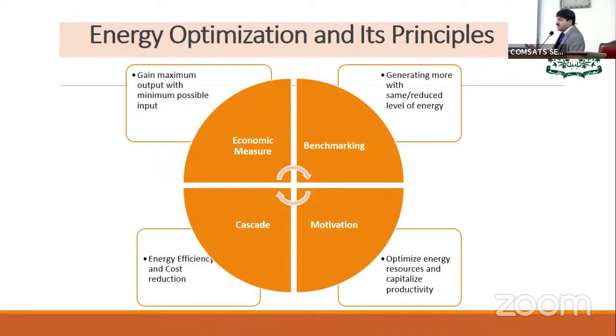and increases viability, like it did when it announced the industrial support package. They reduced the cost of electricity by 30%. They took a burden of 1 billion rupees, and as a result, they got 400 billion rupees of return in terms of revenue collection. So this is the kind of economic measure we have to take. Benchmarking: we have to generate more with the same and reduced level of energy.